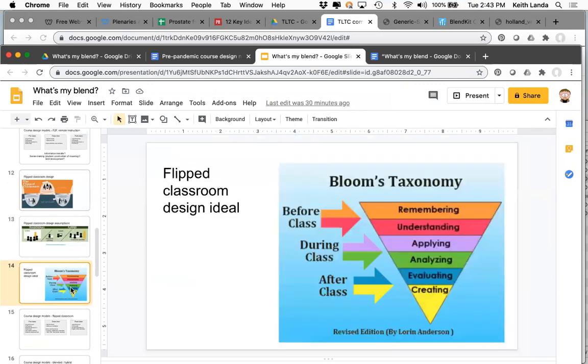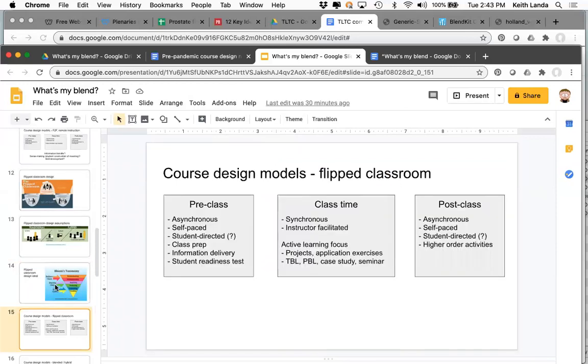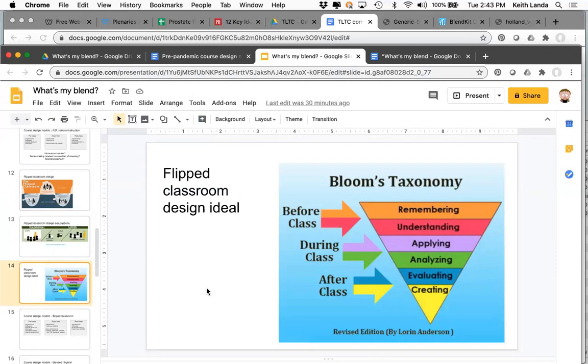And ideally, students would be able to do some of this basic content mastery before they get to class so that we can spend time in class doing more applied exercises and have the students then go on to do real creative projects afterwards.